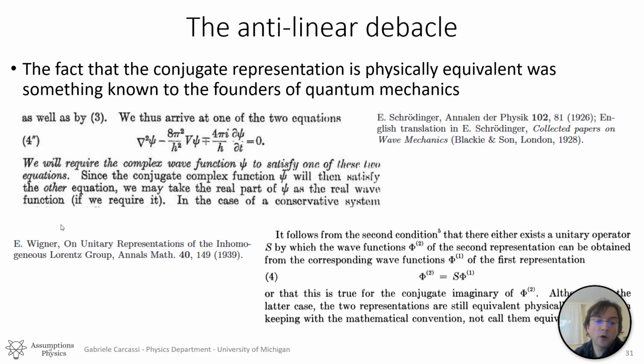Moreover, when Wigner looks at the representation and posits that there is an equivalent representation, again he says that you're going to find a linear representation between psi1 and psi2, or that you're going to find one for the complex conjugate of psi2. And he says, although in the latter case the two representations are still equivalent physically, we shall, in keeping with the mathematical convention, not call them equivalent.